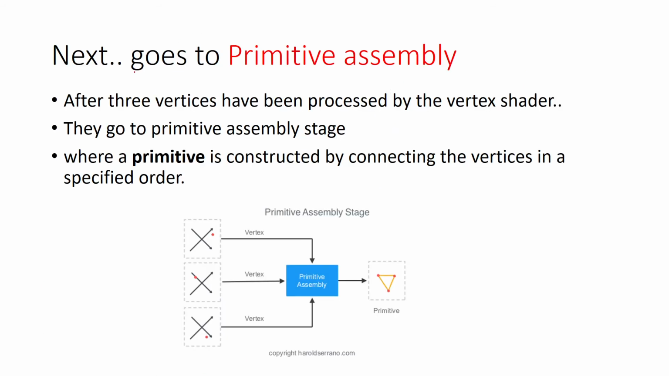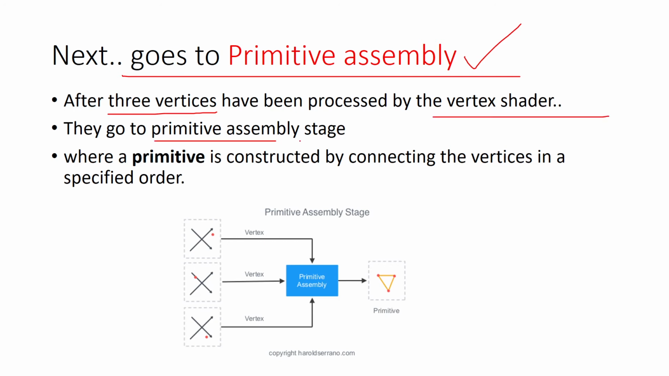Next, primitive assembly. After three vertices have been processed by the vertex shader, they go to the primitive assembly stage, where a primitive is constructed by connecting the vertices in a specified order.